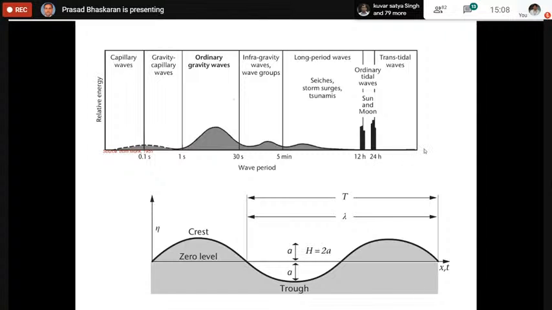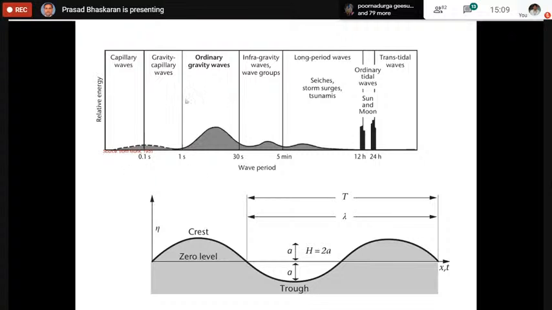And beyond this also you have planetary waves, like the Rossby waves, Kelvin waves, Yanai waves, different types of wave systems. So the top figure basically gives you an idea of the different types of wave systems that can exist in the ocean.